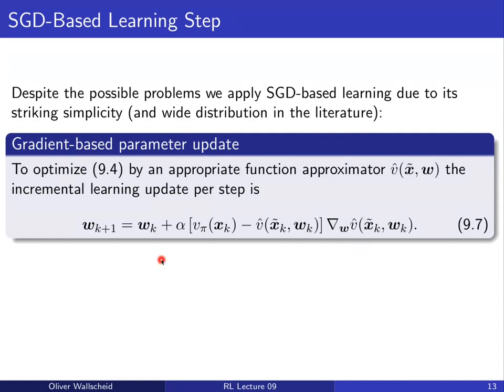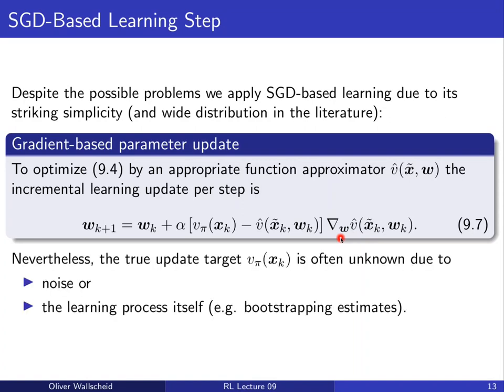So basically, what is a gradient descent parameter update then? It is just plugging in the previous idea of the stochastic gradient descent update: our new parameter vector W at time step k plus 1 is the old one plus the learning rate times the difference between our target, which we will also estimate based on data, we will discuss it later, minus our estimated function approximator, times the gradient of that function approximator with respect to W. And this will be the next.